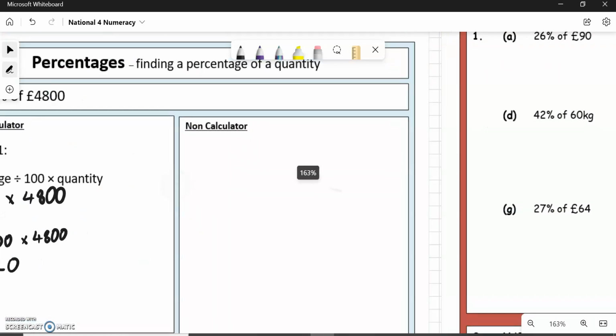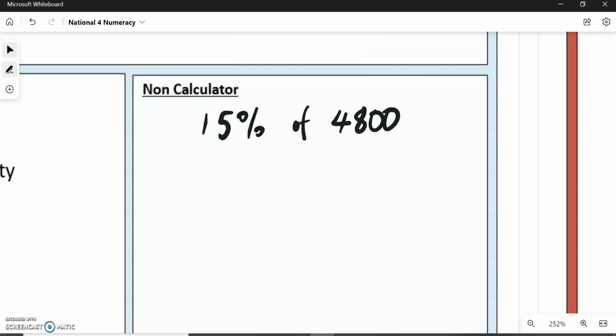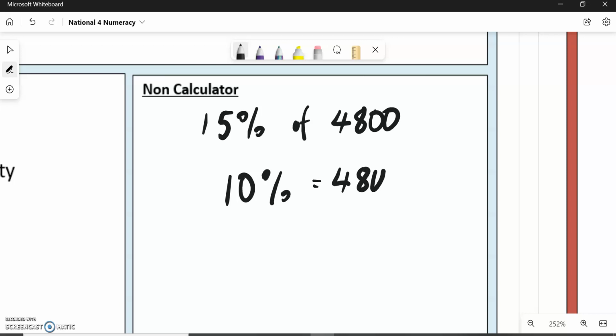Later on in the course, you'll need to be able to calculate a percentage without a calculator as well. I'll just show you how to do that briefly. So if asked to calculate 15% of something, my general advice is always figure out 10%. 10% is the easy percentage to figure out. To find 10%, we simply divide the quantity by 10. So we're going to divide the quantity by 10 and we're going to get 480.